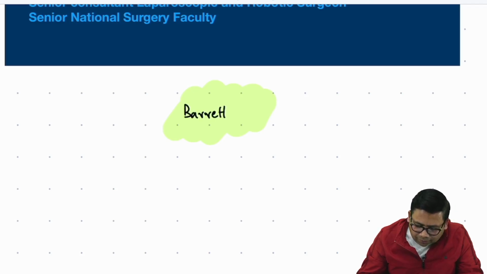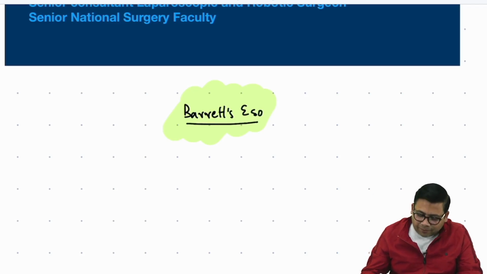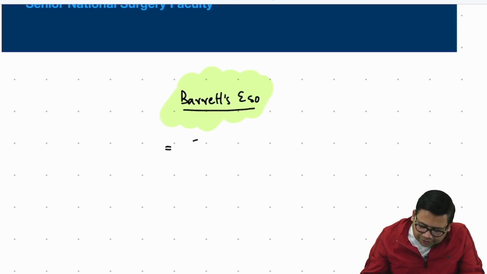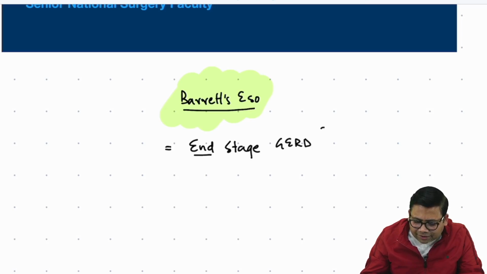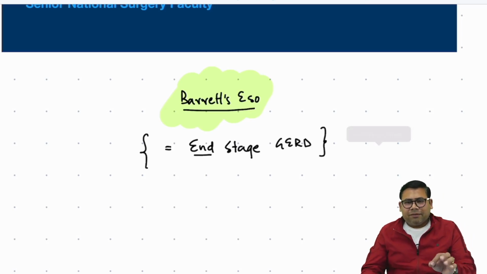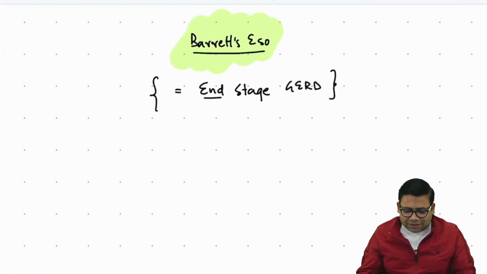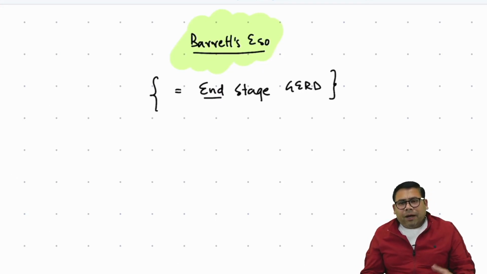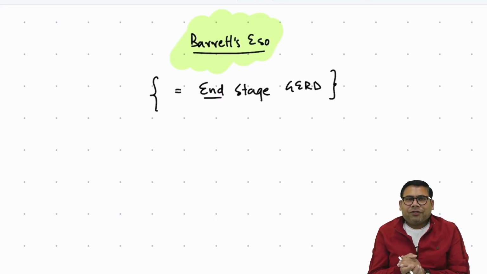Now when we talk about Barrett's esophagus, what are the important things that you need to understand? Barrett's esophagus is nothing but, I can say, end stage GERD. So it's end stage GERD, which is a very simple thing to understand. But now let us be more illustrative in this. We are talking about Barrett's. What is the classical definition of Barrett's?